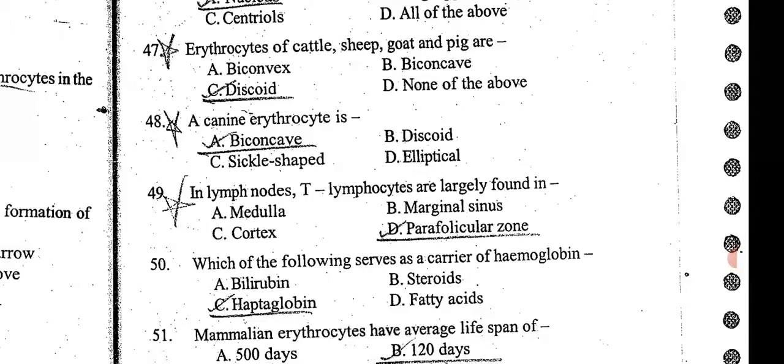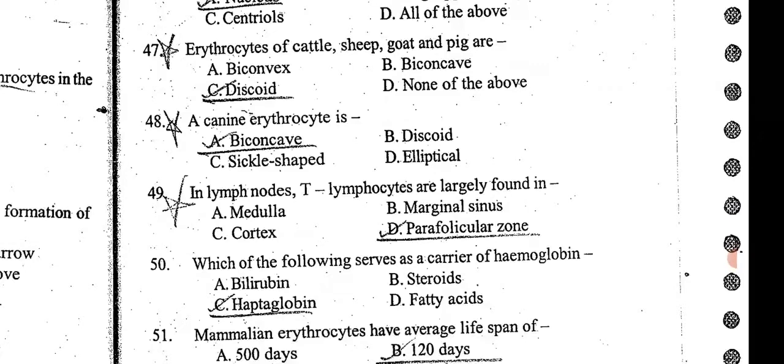In lymph nodes, T lymphocytes are largely found in the parafollicular zone. Parafollicular zone is the zone in lymph nodes where T lymphocytes are formed. T lymphocytes are formed in the parafollicular zone of lymph nodes.